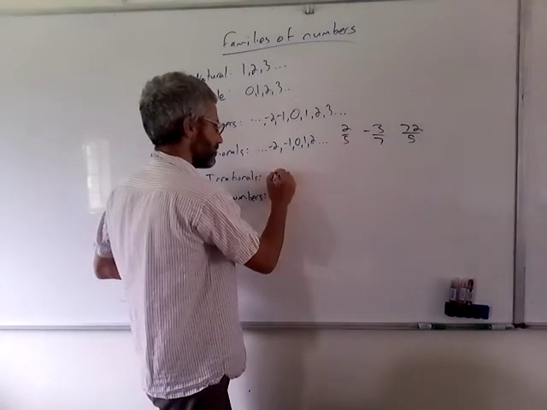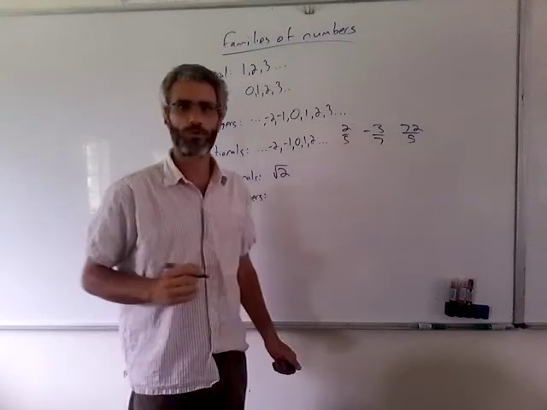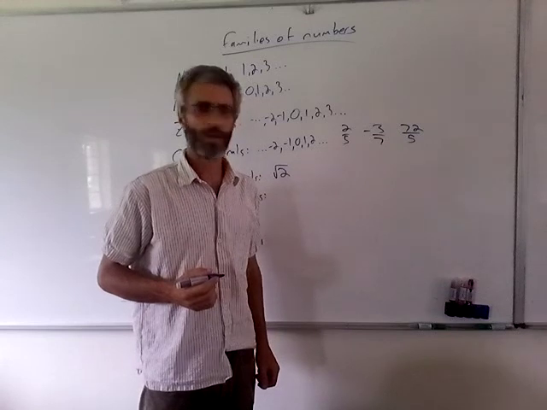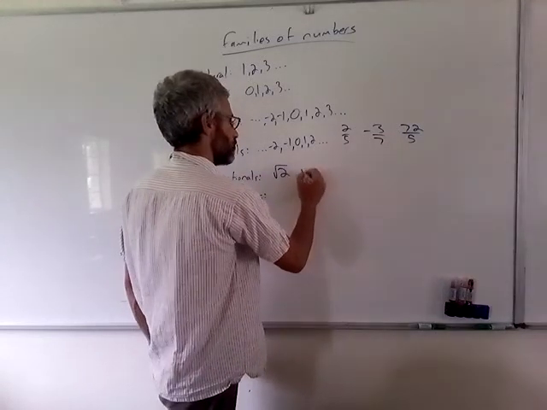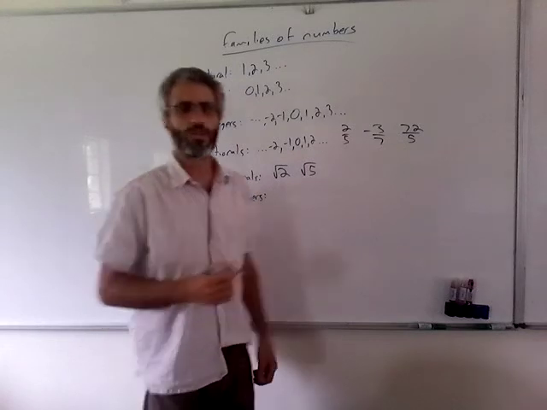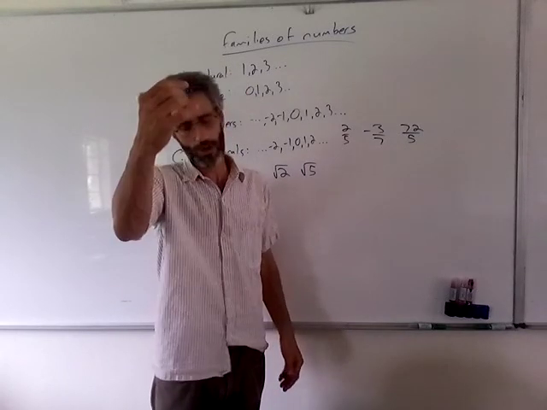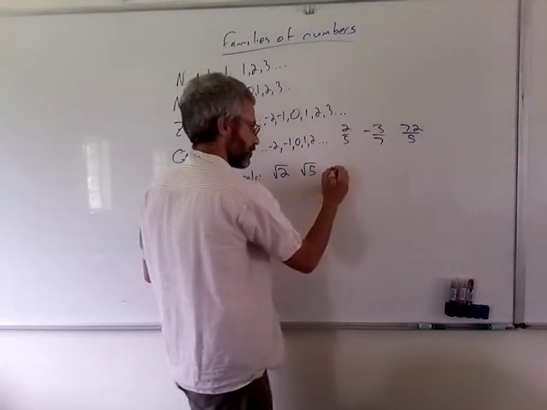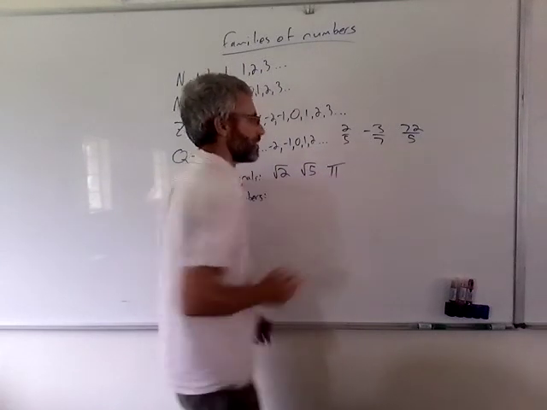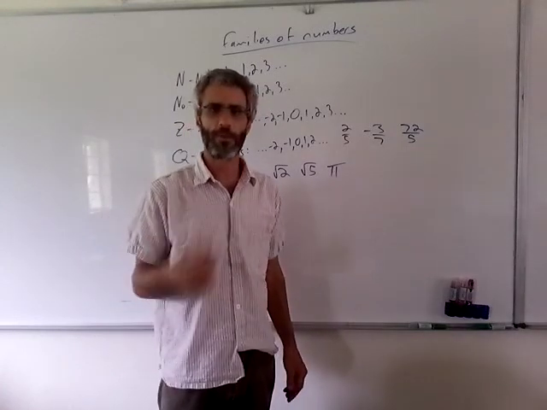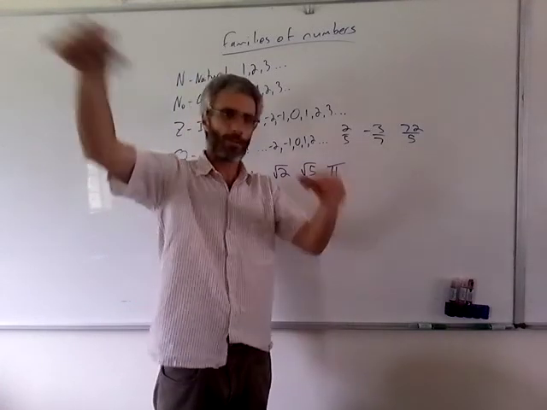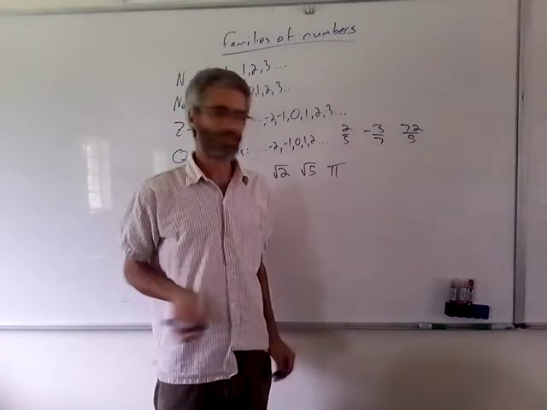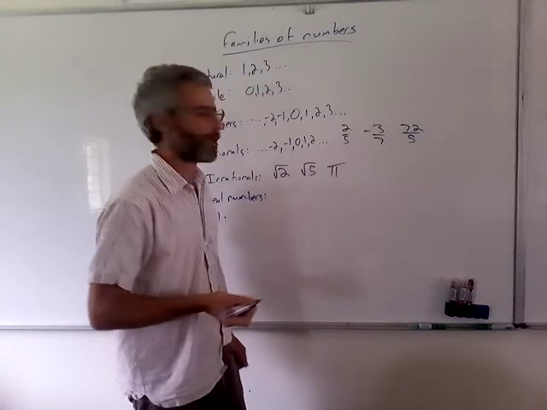So for example, most famous example is square root of 2. Okay? Square root of 2 cannot be written as a fraction. Another one is square root of 5. These numbers can't be written as an integer divided by an integer. Another class of irrational numbers are the ones that have the letter pi. You remember pi 3.14 blah blah blah, which is to do with the circumference of the circle. That's also an irrational number.